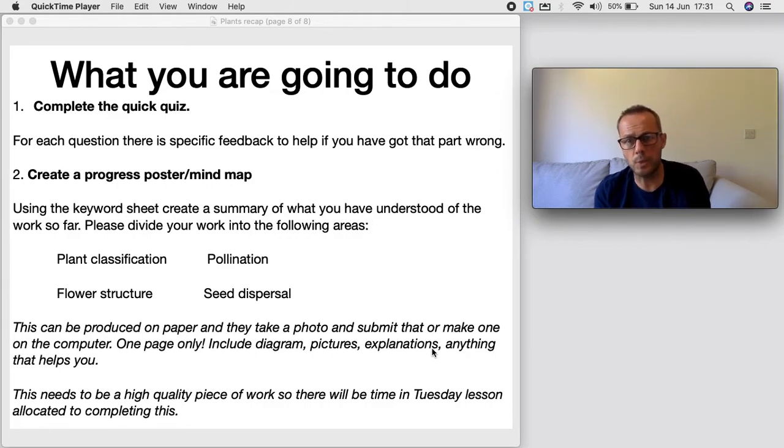Once you've finished watching this video, first thing to do is have a go at the quiz, and then the second thing to do is create that progress poster or that mind map using the keyword sheet to help you. You can have a look through this PowerPoint again, that will give you some clues, and remember to divide it up into those 4 sections. But it must only be one sheet, so please don't produce a huge PowerPoint file, just one sheet. It's a very concise summary of what you've understood so far. If you have a look at the assignment, all the information's there. Hopefully I'll remember to attach all the different documents.